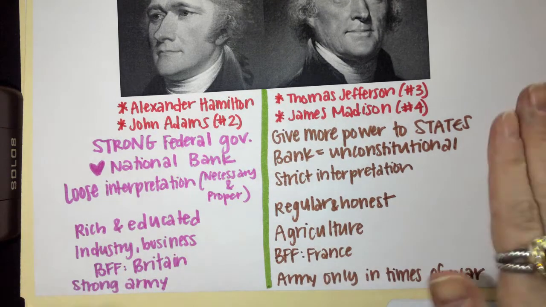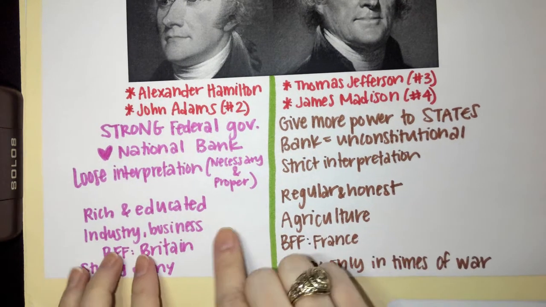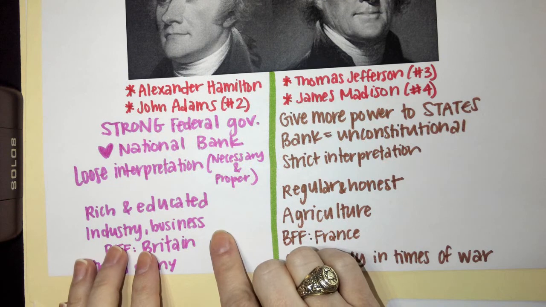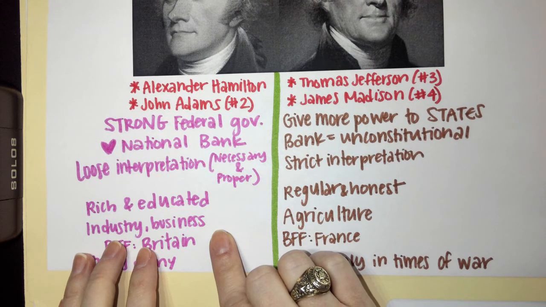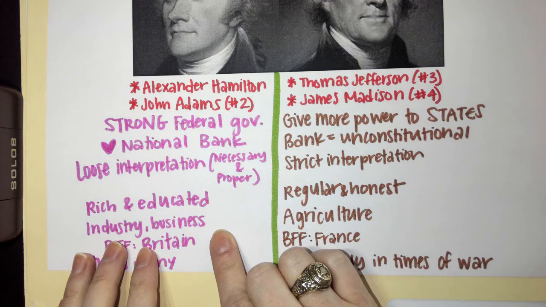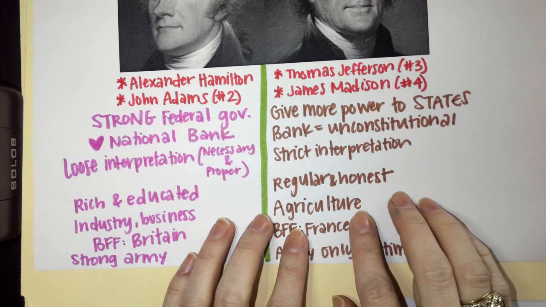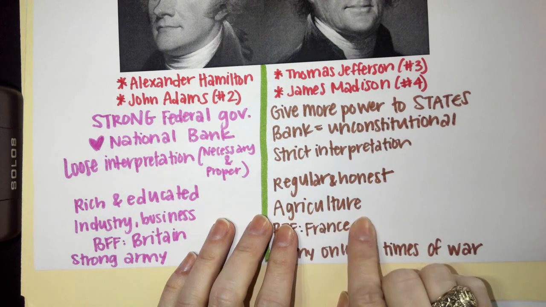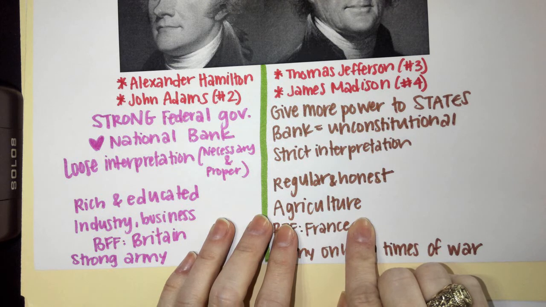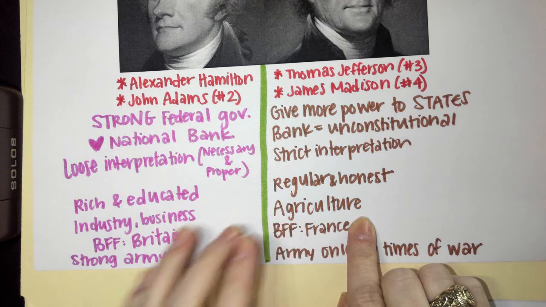Now, this North versus South comes into play again with the Federalists because the Federalists support industry and business. They feel that's the best way for our country to make money in the future is by having lots of manufacturing. Democratic-Republicans, though, they are going to have more support in the South because they support agriculture and farming. They feel like farming is going to be best for our country.